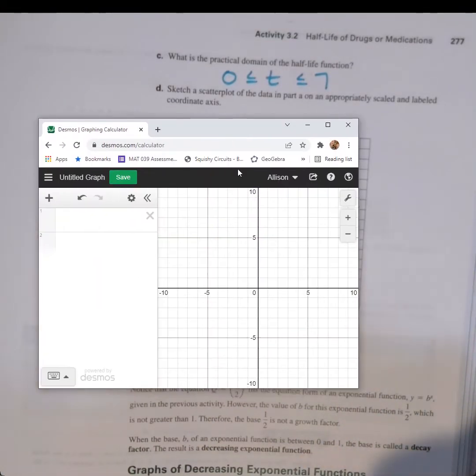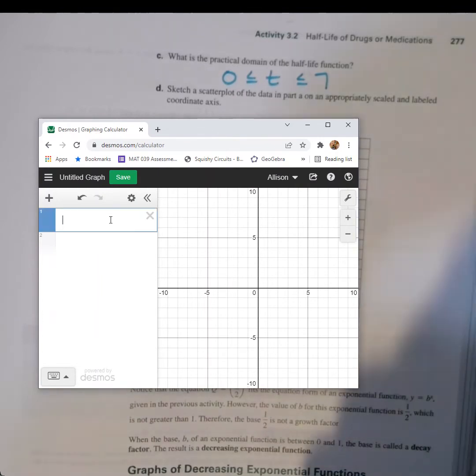Well, they want me to draw it without using the function. So I guess I can do that. But I'm going to use the function anyway because it's easier. I'm going to get it to autofill.